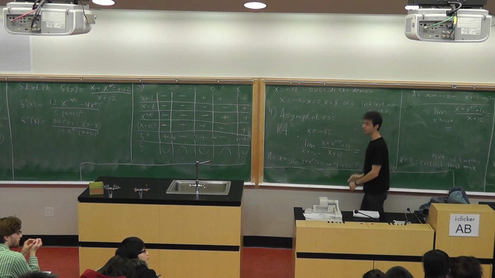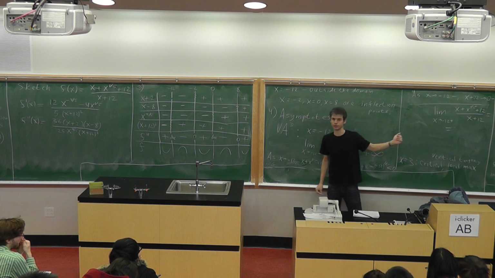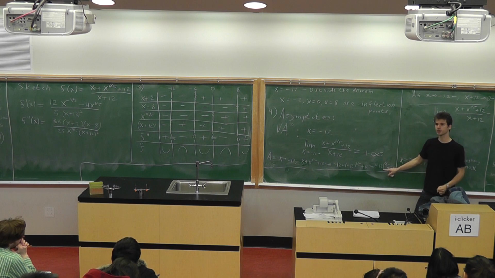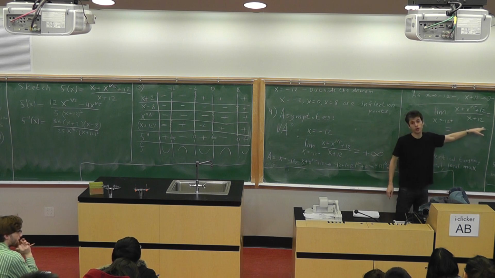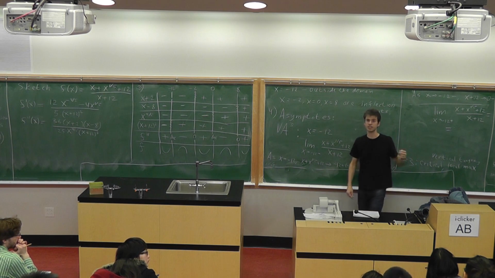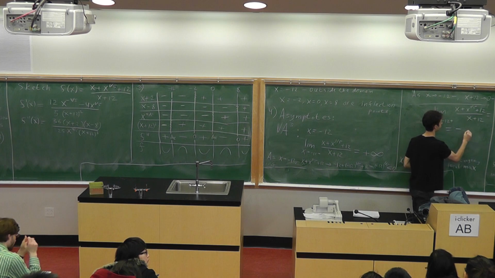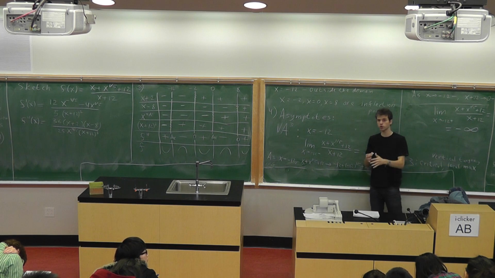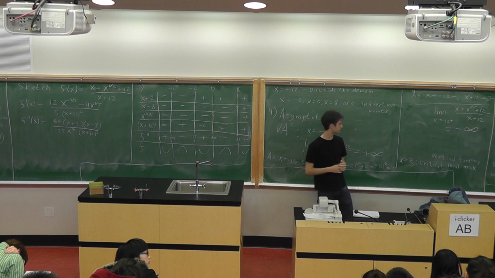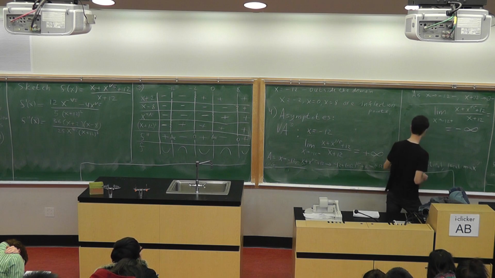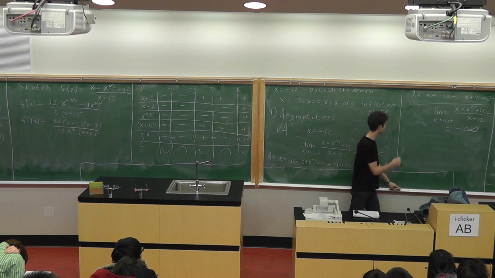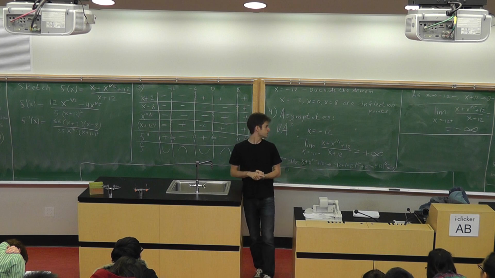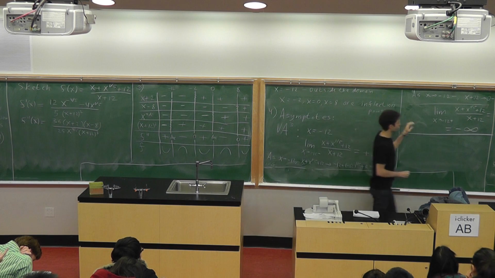Luckily for us, we don't have to think too much about this one. The numerator still approaches a negative number, the same number. The denominator now is small and positive. So the quotient is large and negative. The numerator is negative and non-zero, and the denominator is small and positive.